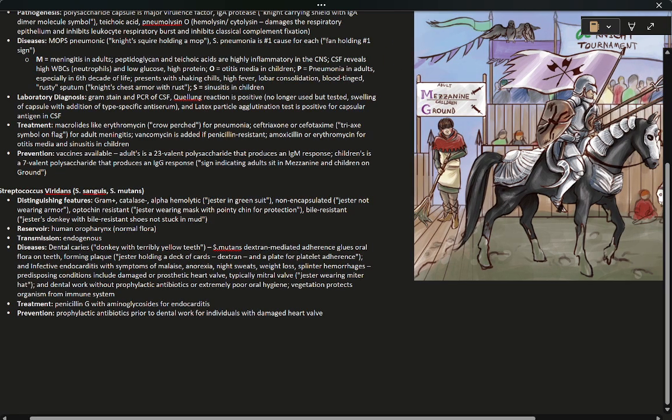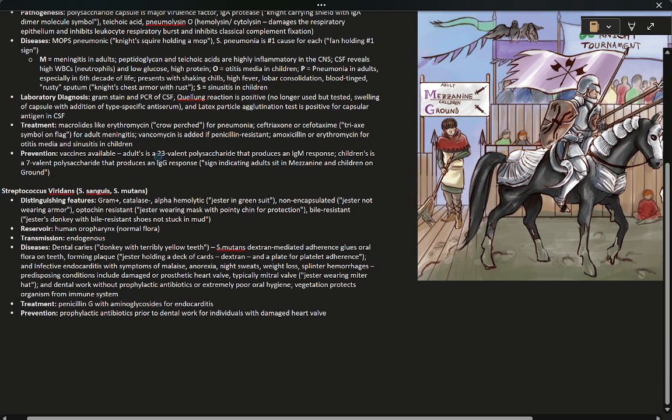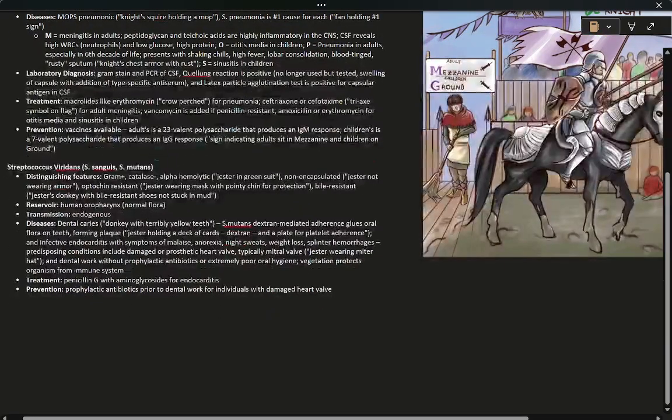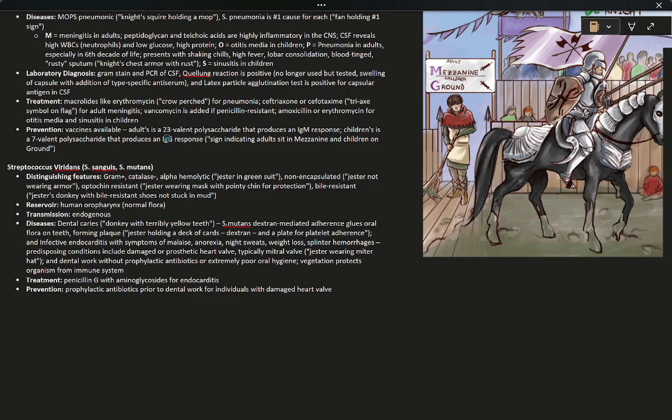And we see the sign over here basically categorizing what type of vaccine adults and children should receive to prevent a possible infection of Streptococcus pneumoniae. So for adults, it produces an IgM response. Children produce an IgG response.